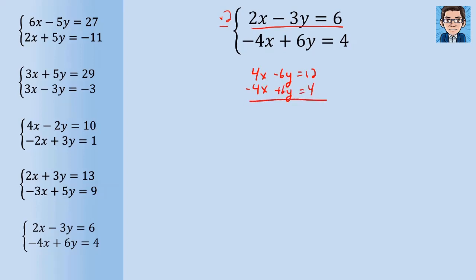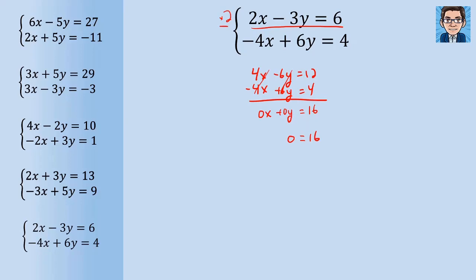And now let's see what happens when we add these both to eliminate the x's. 4x minus 4x gets us 0x, so that gets eliminated. The negative 6y and 6y, that gets eliminated. So 0y. And these are 16. So both things got eliminated, so we get 0 equals 16.